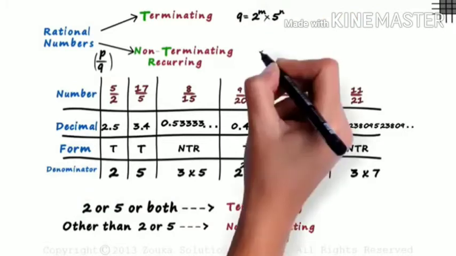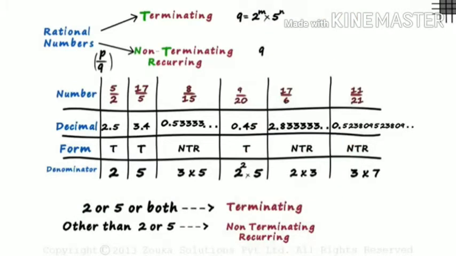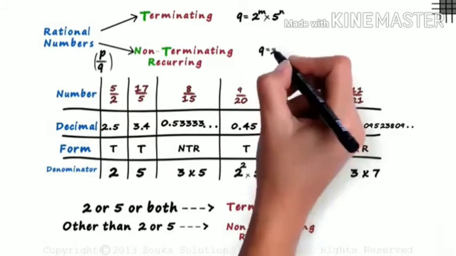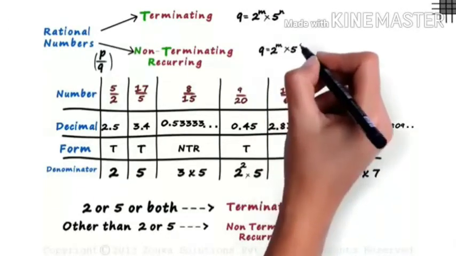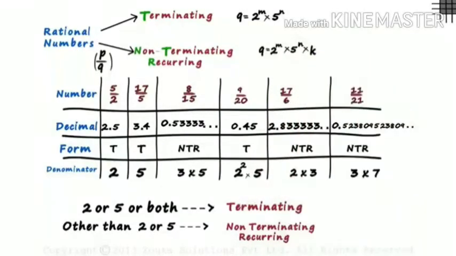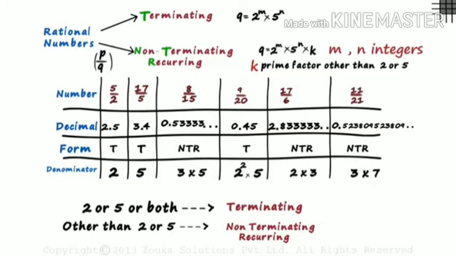It simply means that the prime factors will be either 2 or 5 or both. And how do we generalize q for non-terminating recurring decimals? It's simple. We write it as 2 raised to m multiplied by 5 raised to n multiplied by k, where k is a prime factor other than 2 or 5 and m and n are integers. It can be 3, it can be 7 or 11, whatever. If the denominator contains any prime factor other than 2 or 5, it will be a non-terminating recurring decimal.